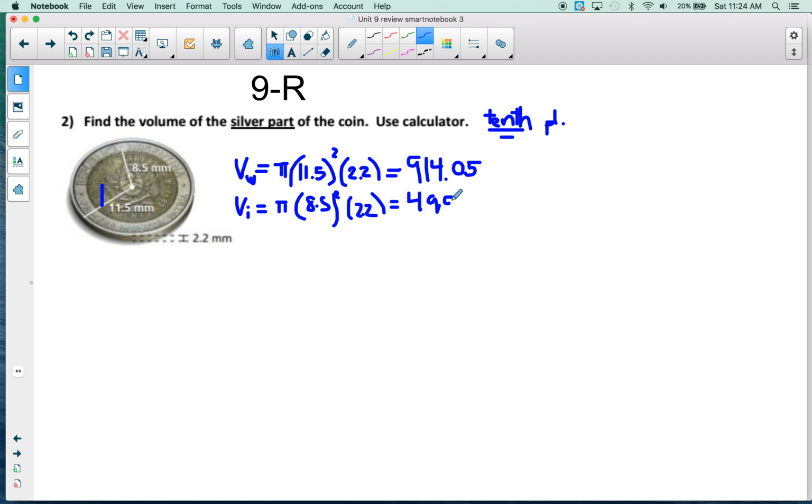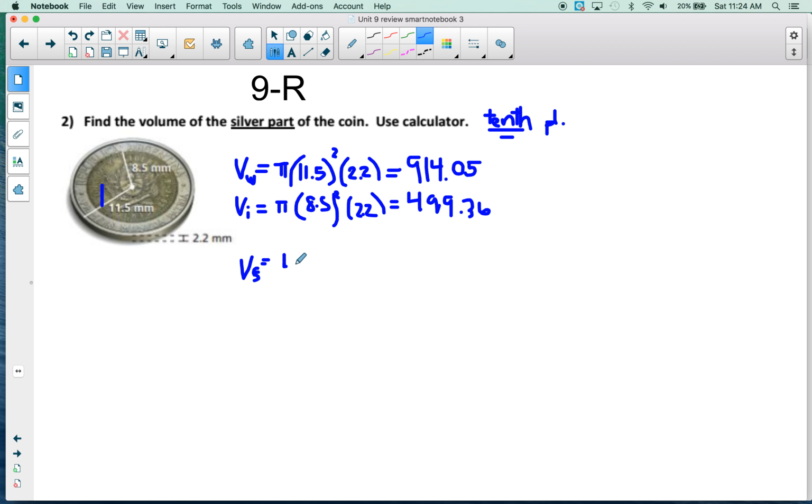I really should have units on these, even though they're not the final answer. 499.36. Okay, and then my answer, right? So the volume of the silver, of the S, silver, I know it looks like 5, but it's supposed to be S. The volume of the silver is equal to the whole picture, right? 914.05 minus the inside. So I'll do that on my calculator. 914.05 minus 499.36. Notice there's no pi symbols here because we're doing the whole problem in decimals.